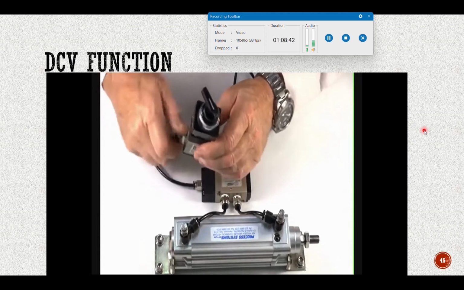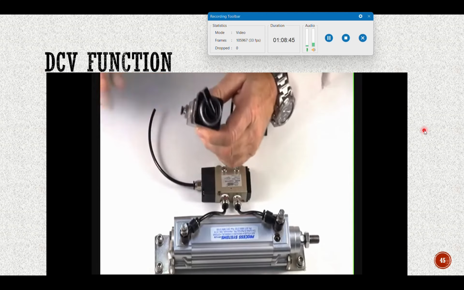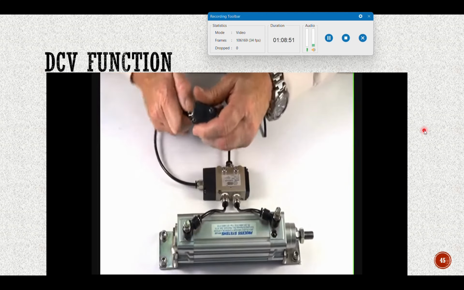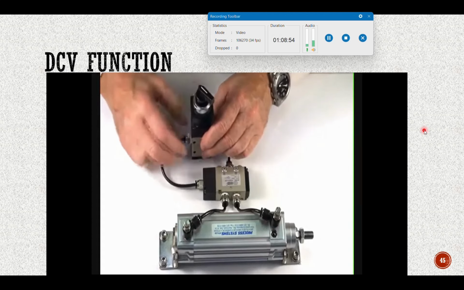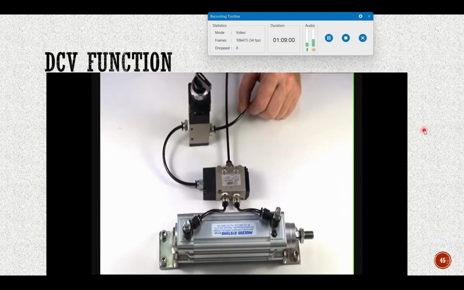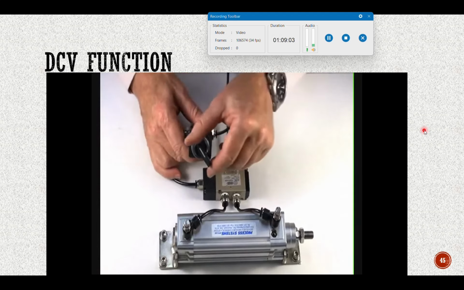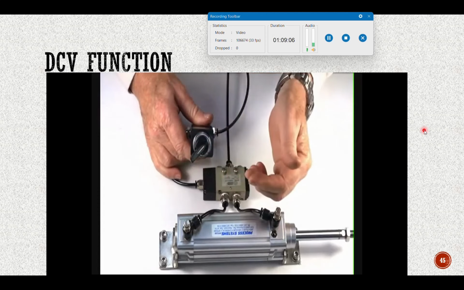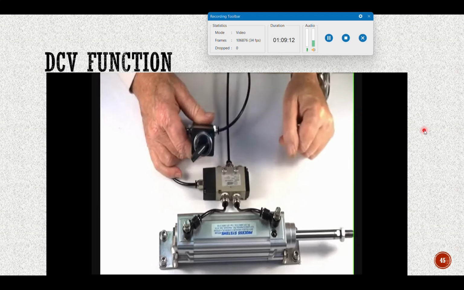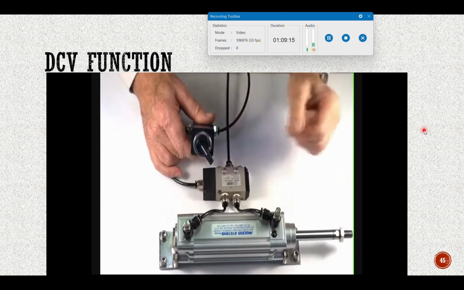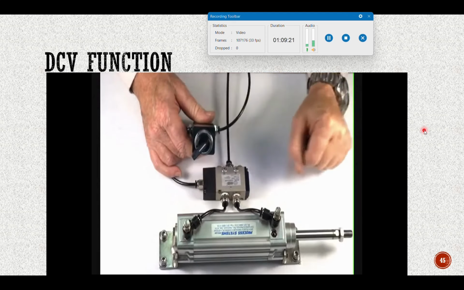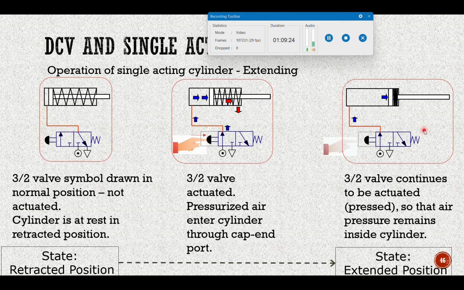Put some fittings into the inlet port and the outlet port. The outlet port gets connected to the pilot end of the 5-2 valve air supply. Turn the air on. Latches over. Okay. Once again, switching it, it can stay on.